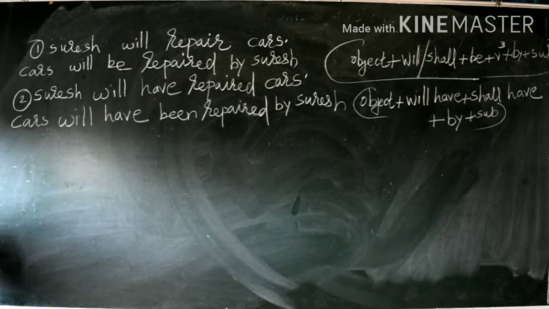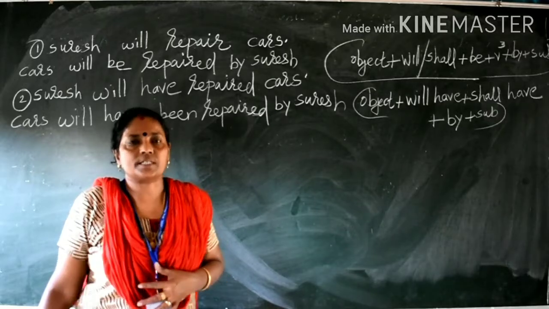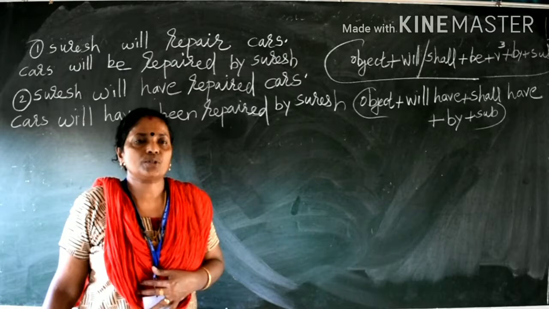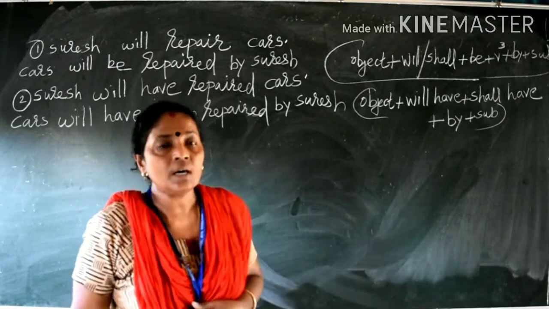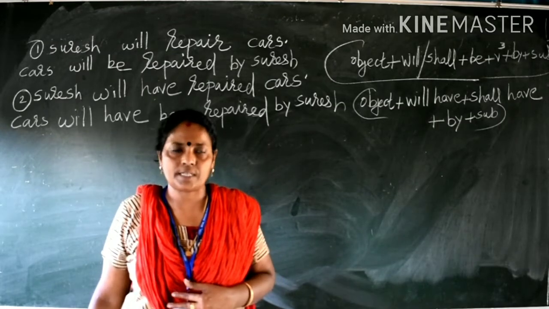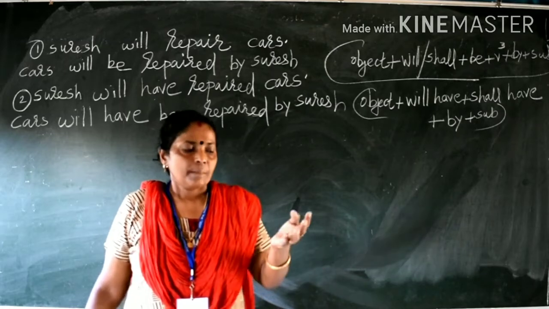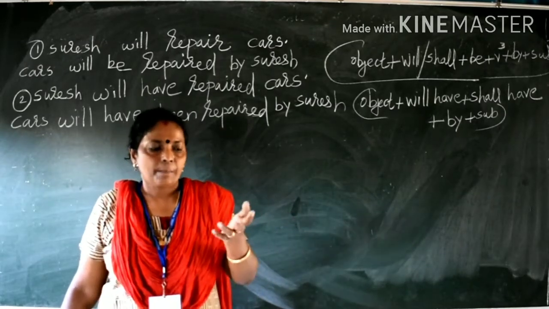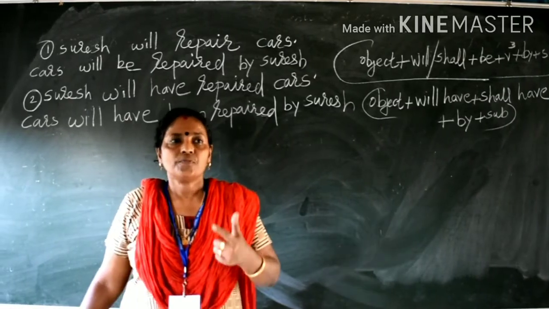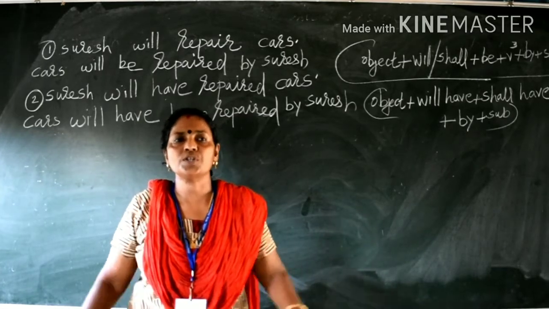And the next tense is future perfect continuous tense. Suresh will have been repairing cars. So children, I have already told you only 8 tenses can be changed into passive. The 4 tenses that have no voice at all are present perfect continuous tense, past perfect continuous tense, future continuous tense, and future perfect continuous tense.